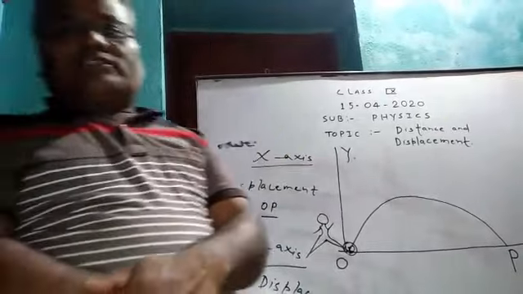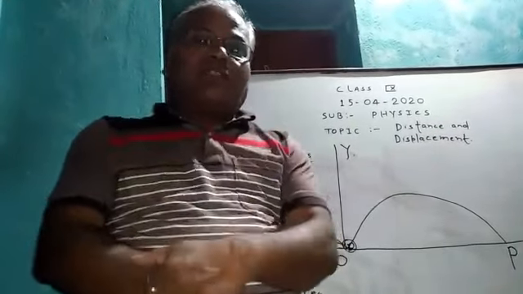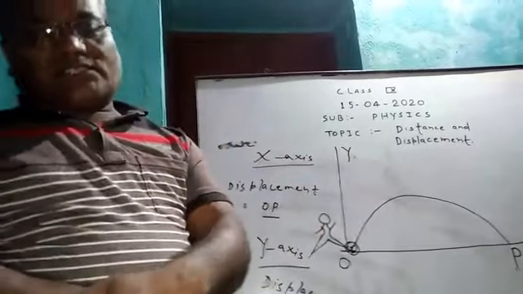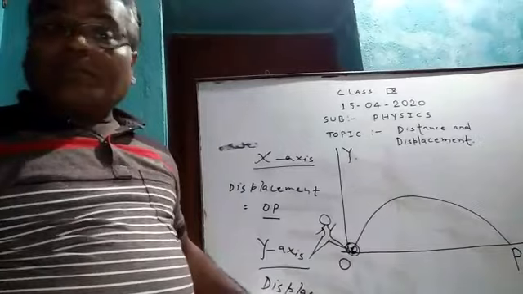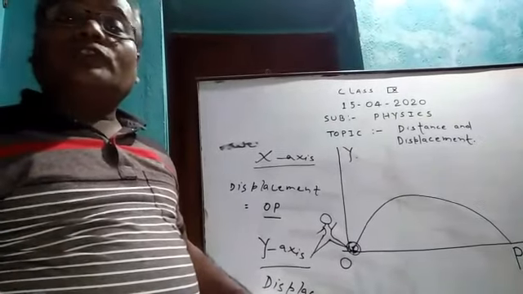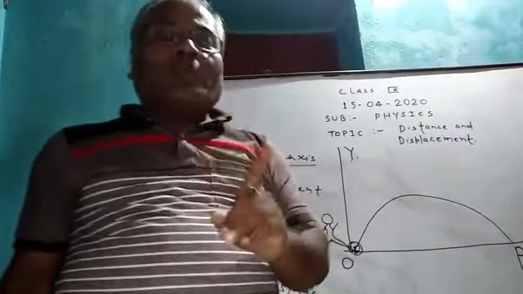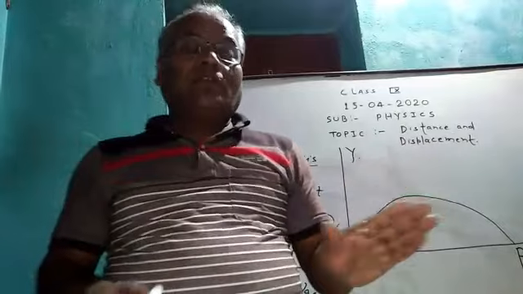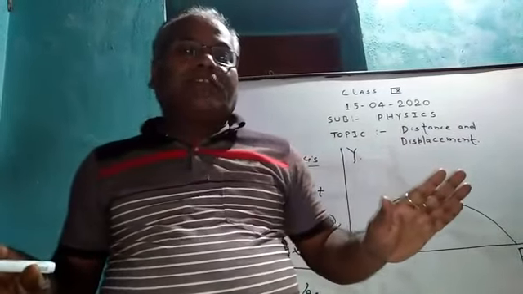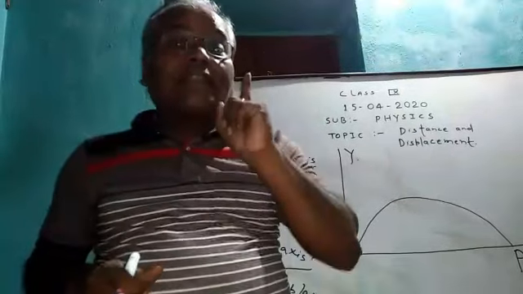And so, my dear students, just remember it. Displacement is a vector quantity, but distance is a scalar quantity, and so displacement may be positive, negative, or equal to 0 with time. But distance will always be positive with time. It cannot be negative. Just remember, distance can never be negative.